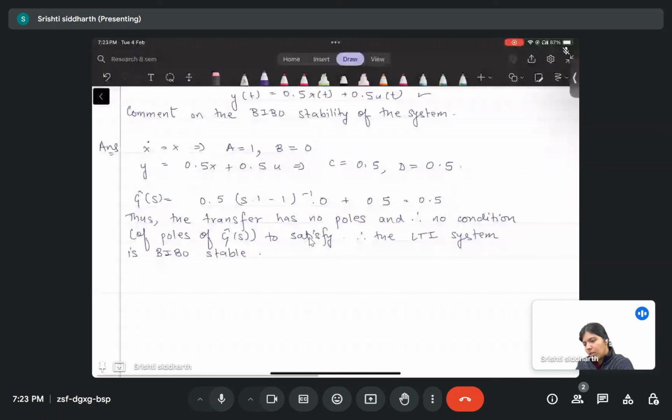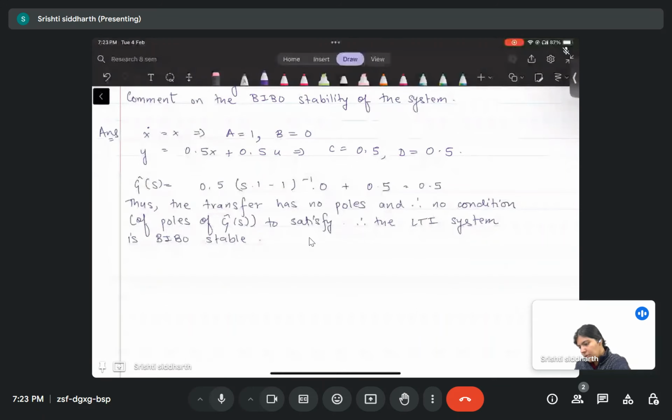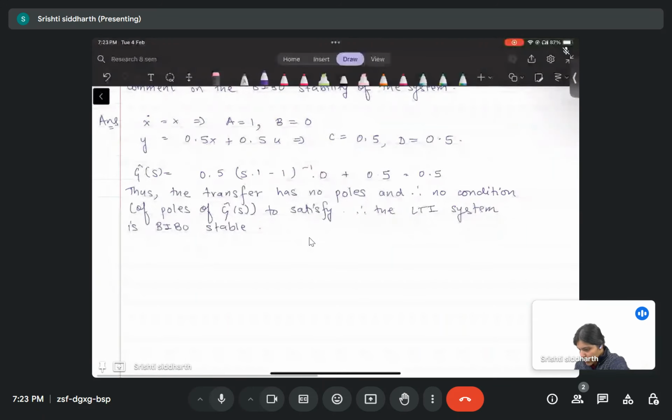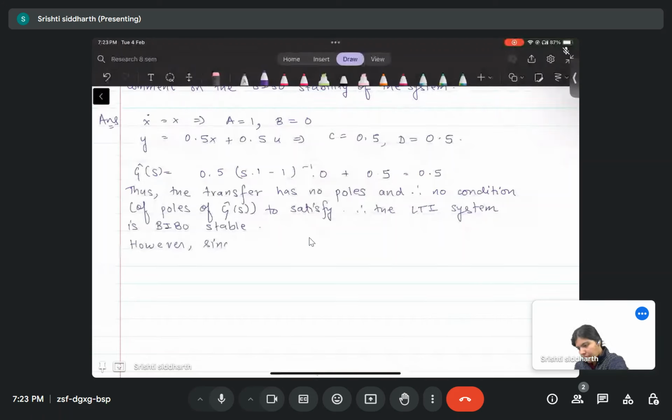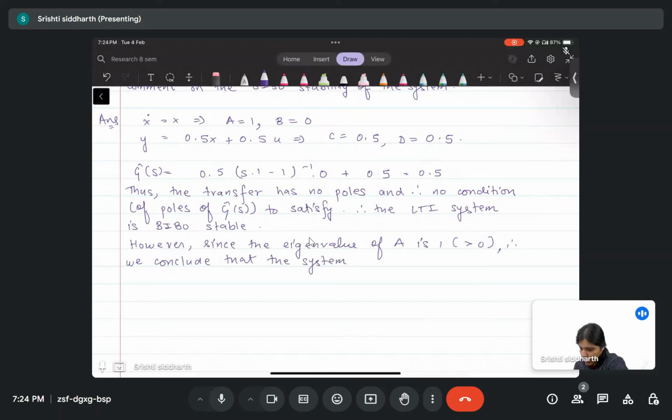So let's see about the Lyapunov stability of the system. So A is 1. We can see that the eigenvalue is positive, strictly greater than 0, and therefore we conclude that this system is not stable in the sense of Lyapunov.